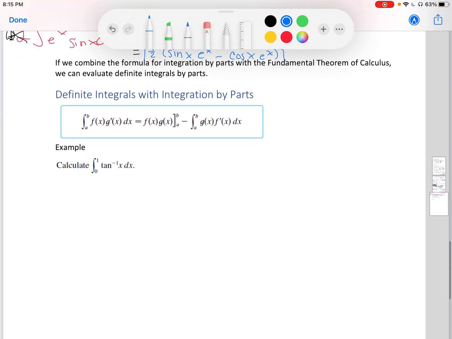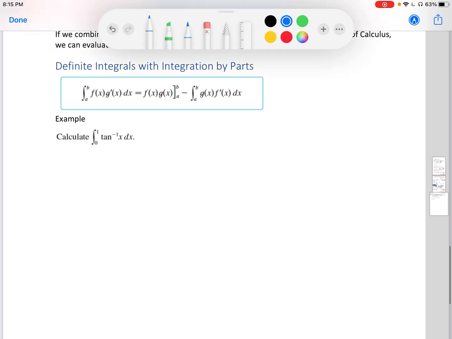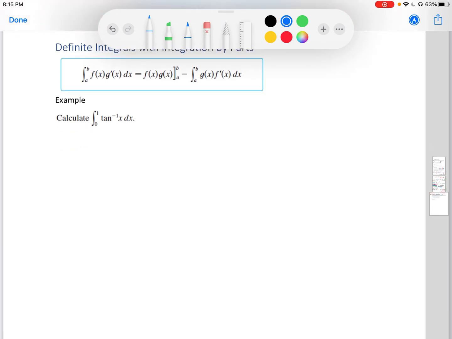Next part. If we combine the formula for integration by parts with the fundamental theorem of calculus, we can evaluate definite integrals by parts. And you would do it just as you intuitively would think it would work. You're going to take the integral and evaluate until you're done taking the integral, right? Okay, let's go ahead and do this problem. This problem is fun. It's kind of tricky, but it's a fun tricky.